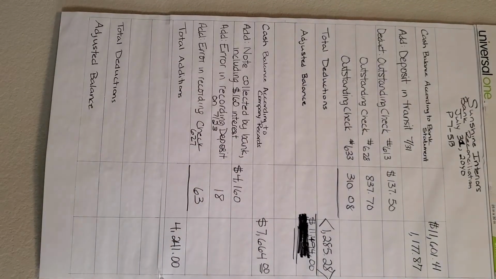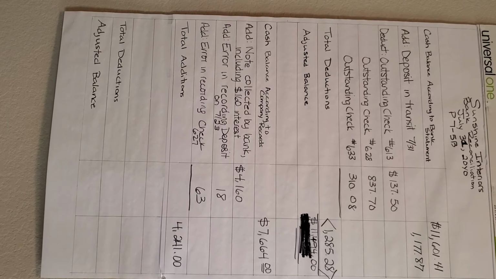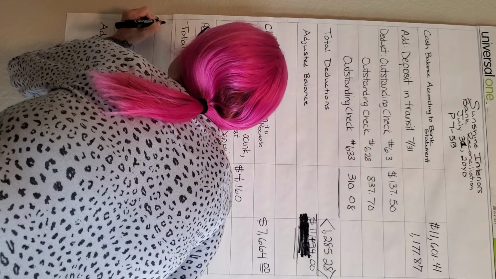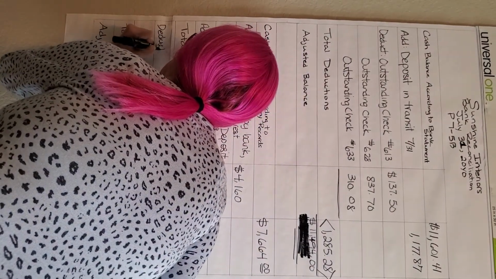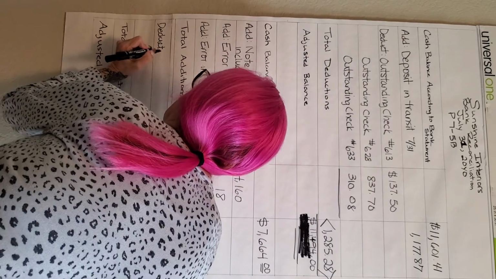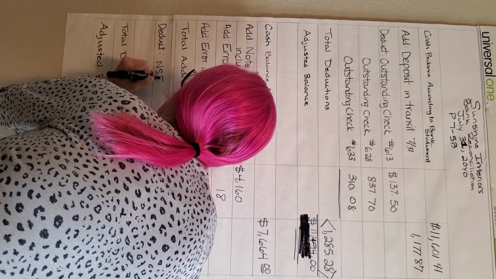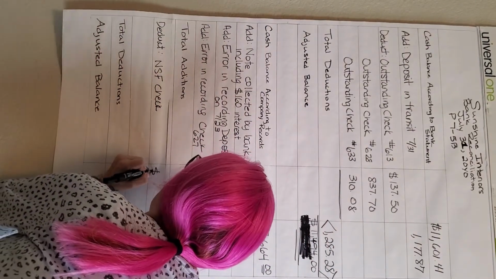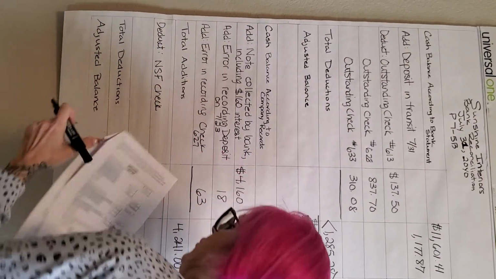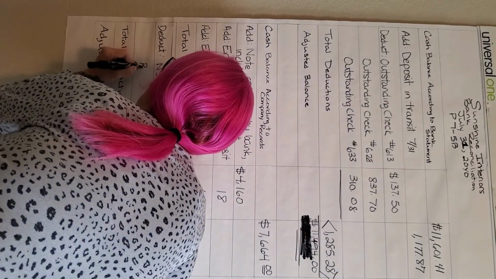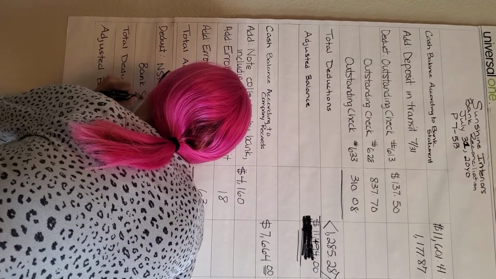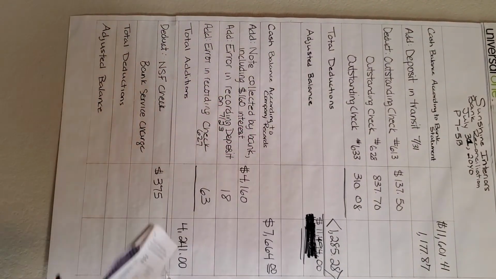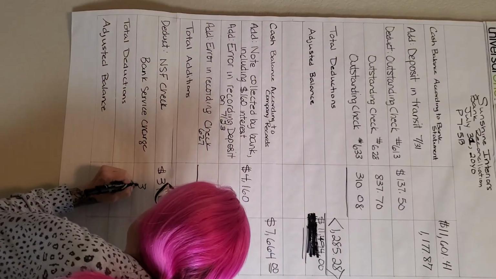And then we've got two deductions that we're going to take out. The first deduction is for that non-sufficient funds check. So here we're going to have deduct, I'm going to put non-sufficient funds check. That was $375. And then we also need to deduct the bank service charge, which I showed you also on the bank statement, of $36.